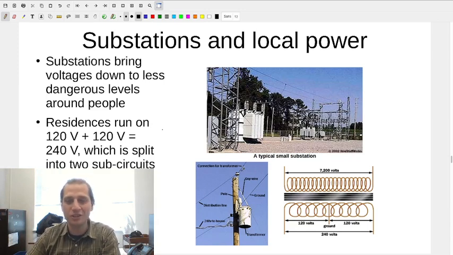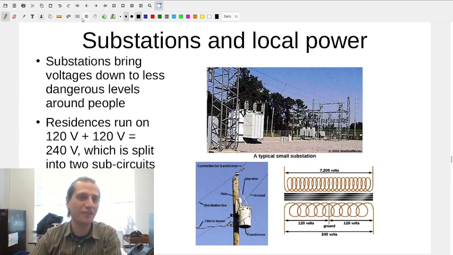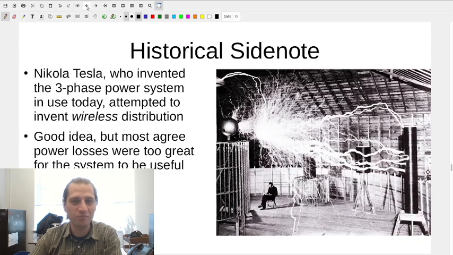So there's a whole lot to it, and there's a reason that you have to go get a degree in electrical engineering if you want to be allowed near all this stuff.